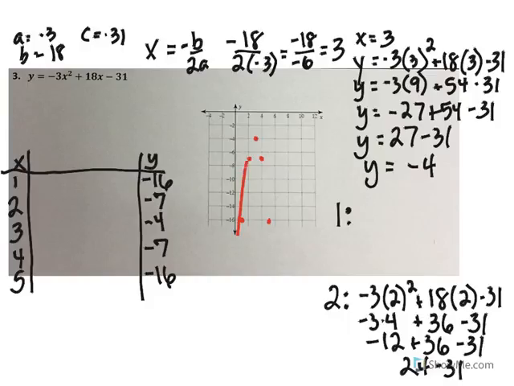Draw your parabola. Axis of symmetry would be what? My axis of symmetry is x equals 3.